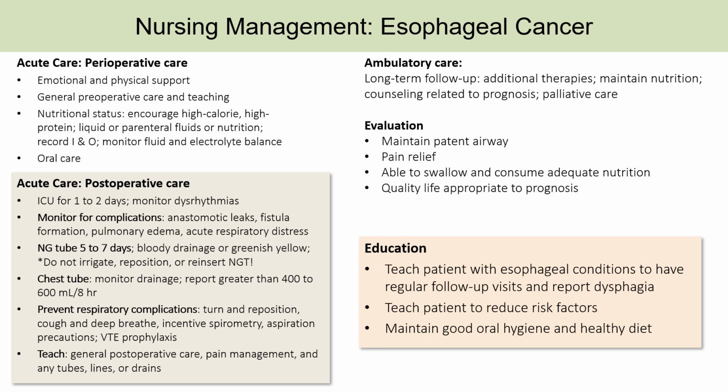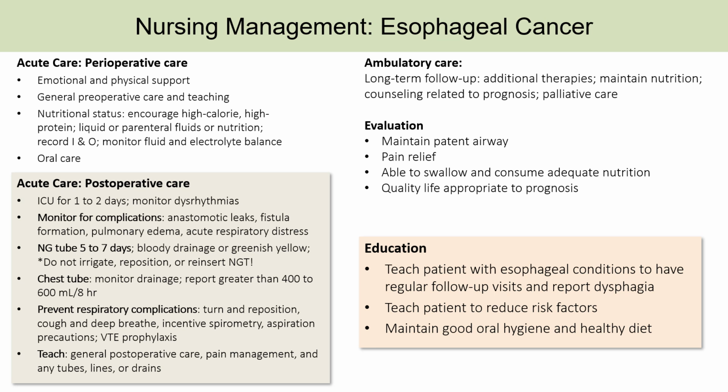So these patients are going to have an NG tube for about a week, 5 to 7 days, and the drainage that will be coming out at first will be bloody, could be greenish to yellow. Again, we do not irrigate, we do not reposition, and we do not reinsert that NG tube. Cannot stress to you how many times you need to make sure, if you need to do something like that, you check to see if there's an order first for you to do it. If not, you call a surgeon. They're going to come down and do it. These patients may also have a chest tube post-operatively.